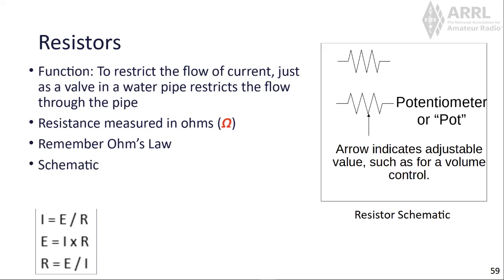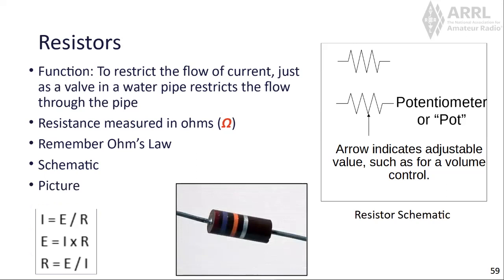The symbol for resistance on an electrical schematic is the jagged line. You see one at the top of the box on the right. And then the second symbol down is the potentiometer, or we call them pots. That's a variable resistor. And when you see an arrow, that means it's adjustable. So in this case, we're talking about an adjustable resistance. A common use for that would be like on a volume control. Next.